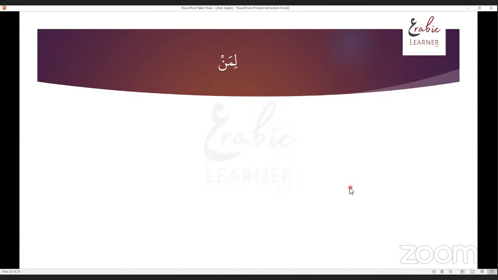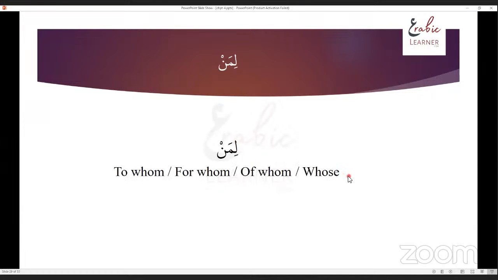Okay, so there is one liman here. Liman is coming in this chapter probably. That's why I might have made this slide. But this will be coming a lot. Liman means to whom, for whom, of whom, or who, something like that. And normally, liman is only used for aqil, means when it's talking about us human beings. It's not used for objects or animals.